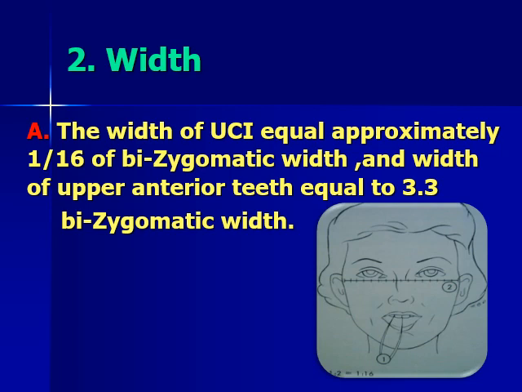Now, the width of the anterior teeth, we depend on different methods of measurement or different factors. Number one, the width of the upper central incisor is approximately 1/16 of the bizygomatic width, and the width of the upper six anterior teeth is equal to 3.3 times the bizygomatic width. This means that if we take only the upper central incisor, its width is 1/16 of the bizygomatic width.